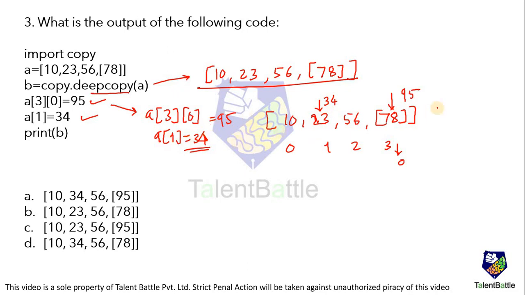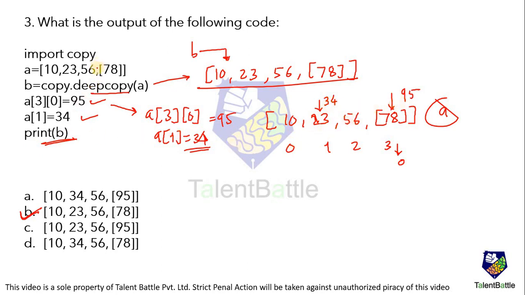So these modifications are happening on A actually. But the deep copy functionality will copy the objects of A to B before performing these operations. So B is exactly the same as this, and these modifications are affecting the A value, but we are not printing A, we are printing B only. That's why the answer is the same, 10, 23, 56 and 78, and that is option B here. But suppose the question is like after printing B we are printing A, or we are printing A without B, then the answer will be something different, that is 10, 34, 56 and 95.